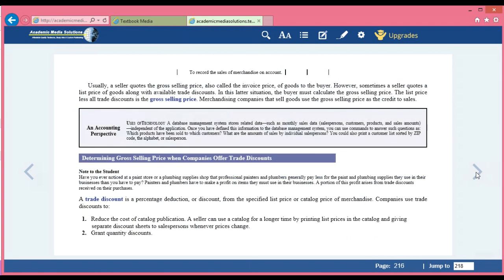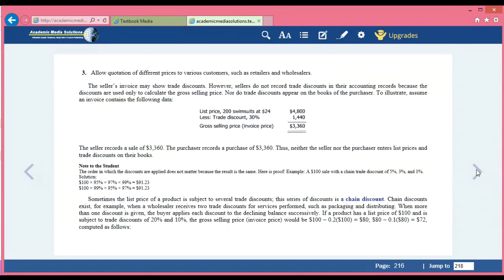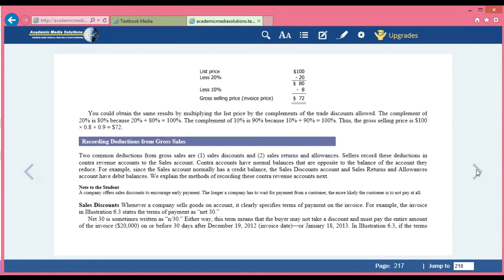Okay. Now, something you might encounter is a trade discount. Sometimes manufacturers and wholesalers will offer trade discounts, and those are to high volume customers. You buy so much from them that they sell it to you at a lower price for the volume of business you do. So that is a trade discount. And I'll let you look through the examples.